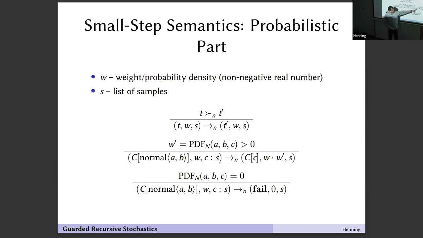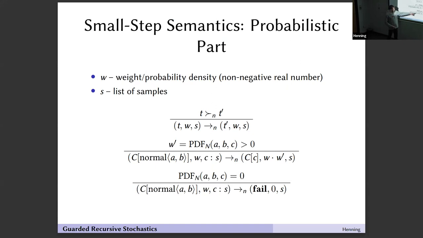And so we will multiply now this weight with the weight that we get from this new draw. Because we're sampling one after another, we're basically just multiplying the weights to get the density in there. And then once we have drawn this sample, that's the C, we put that into the context in place of the normal distribution that we use as a term, and then from there we can continue computing.